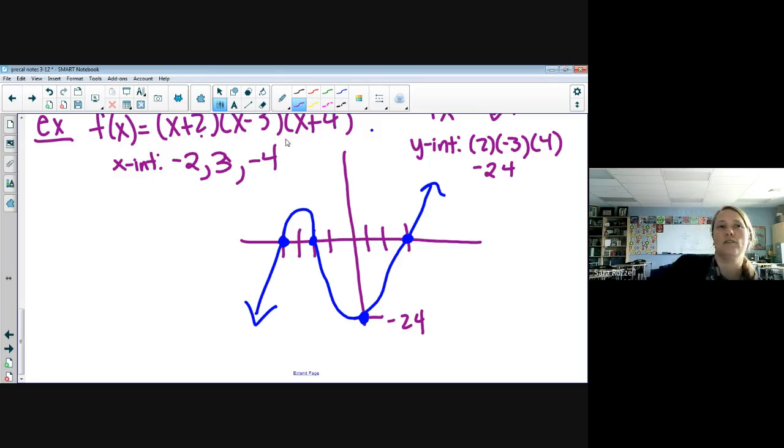Sometimes you're not given it in factored form. You've got to do the factoring first. So we're going to do 2 different types of factoring. Then we'll talk about multiplicity and we'll be done today. And you'll have probably 20 or so minutes to work.